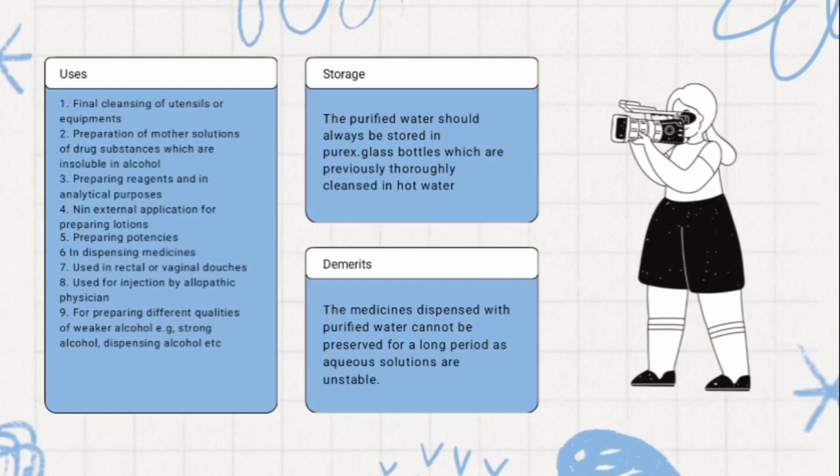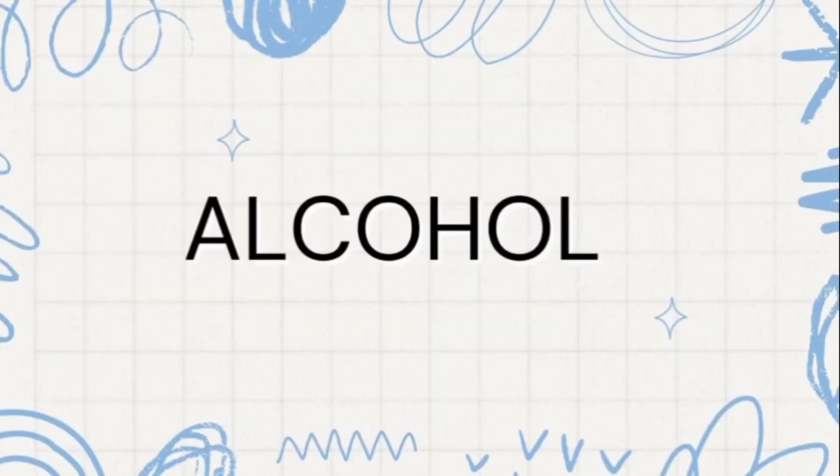It is used in rectal or vaginal pouches. Used for injection by allopathic physicians. It is used for preparation of different qualities of weaker alcohol, that is strong alcohol, dispensing alcohol, etc. It should be stored in Pyrex glass bottles which are previously cleansed in hot water. The demerits of water are: medicines dispensed with purified water cannot be preserved for long periods of time as aqueous solutions are unstable.